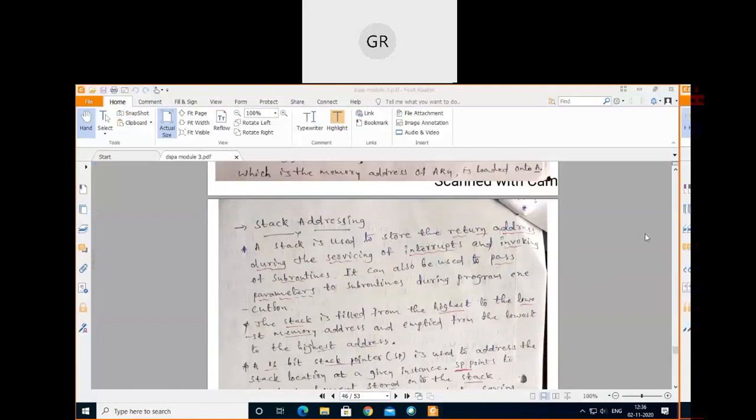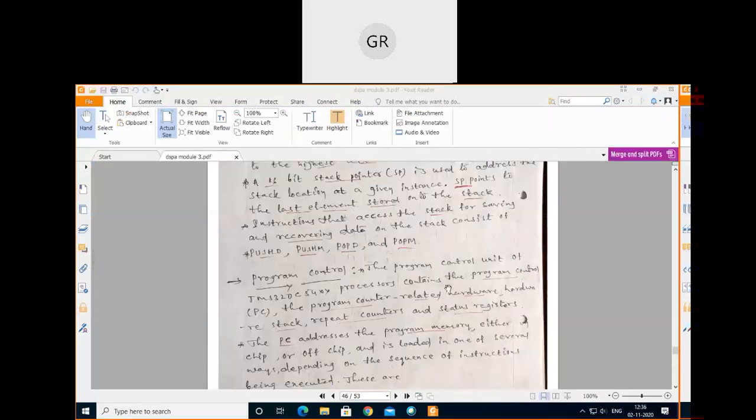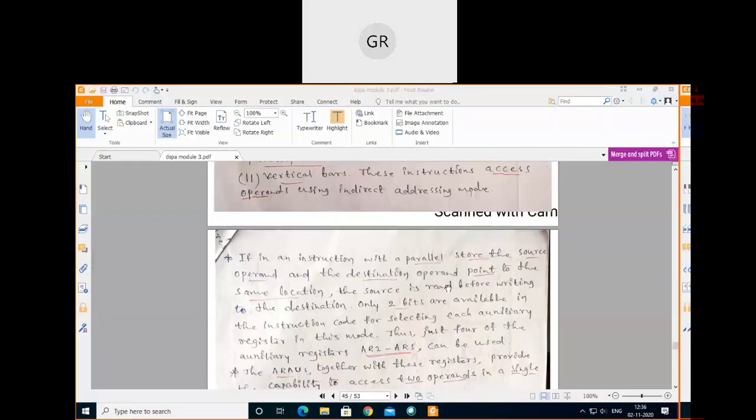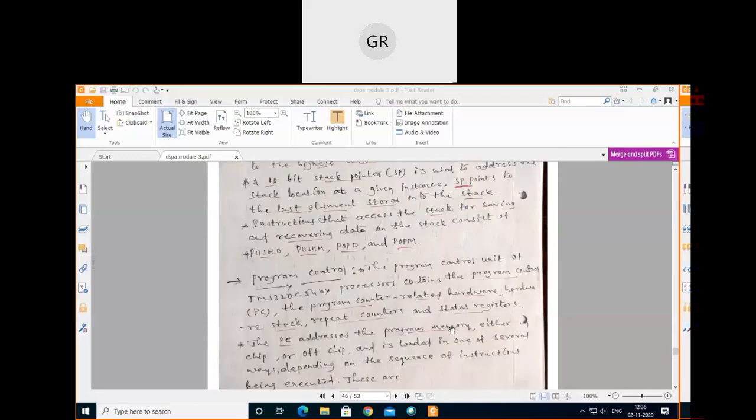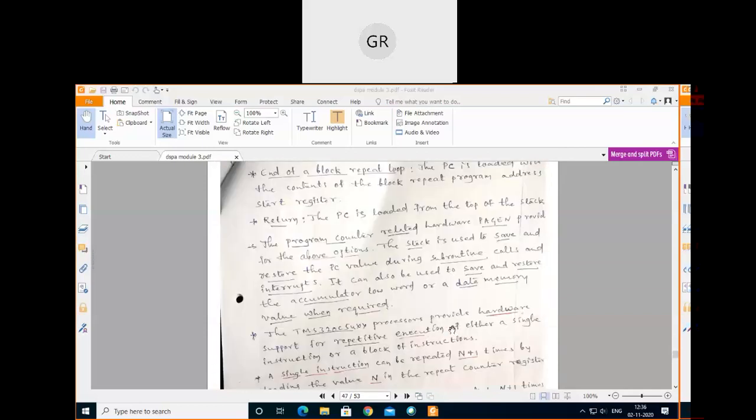Hello. Okay. In the previous class, we discussed different types of addressing modes. That is completed. Then we completed program control in the TMS320C54xx processor.